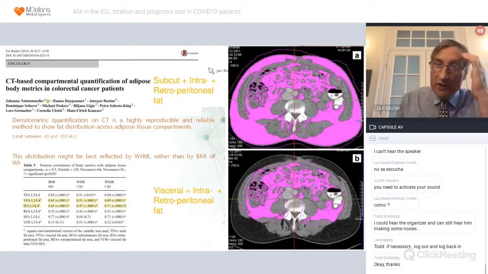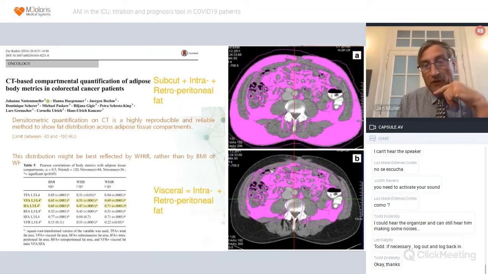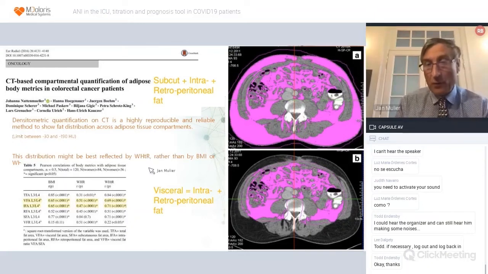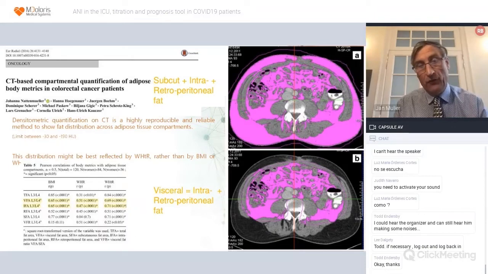In this study, we have been looking at the amount of visceral fat and the total amount of fat. Now, this visceral fat is best reflected, as you can see here, with the waist to height ratio. So the BMI is not a good parameter to tell if there's a lot of visceral fat. The waist to height ratio is a very good parameter reflecting the visceral fat.